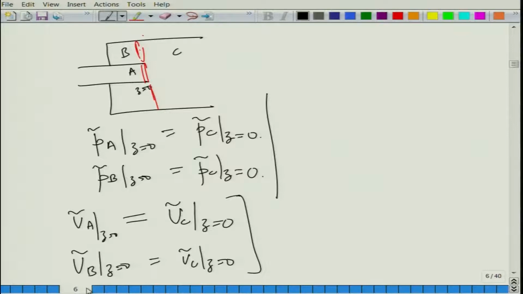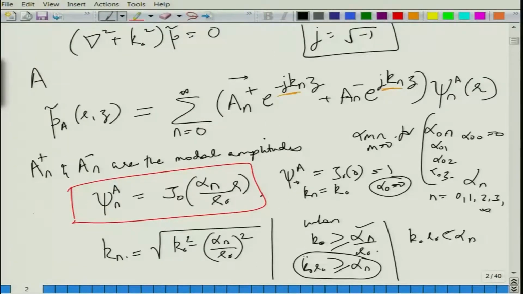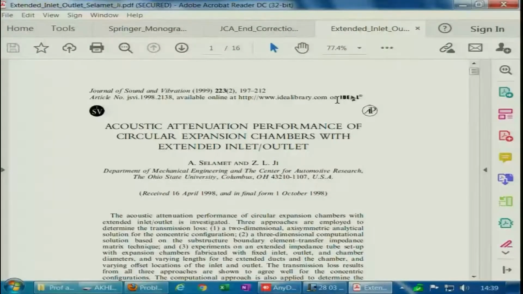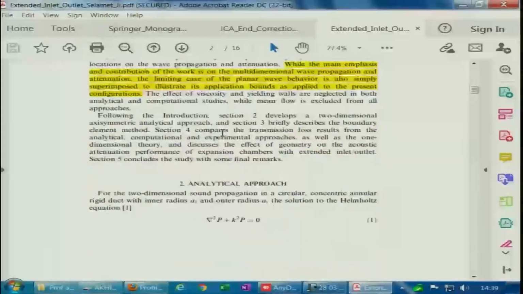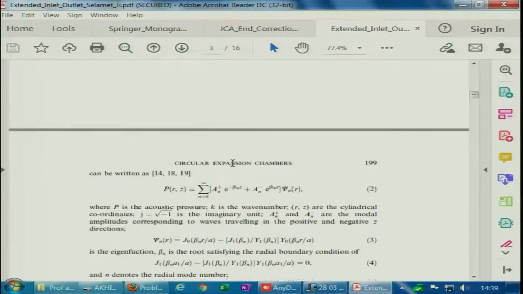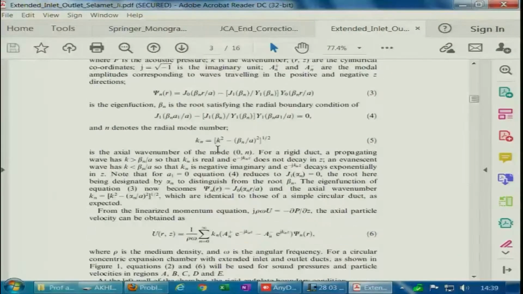And then once we have this system, let us go to the solution here. So, what we do, we need to set up the system of equations. Okay. So, this is the paper that I was talking about, acoustic attenuation performance of circular chamber mufflers with extended inlet and outlet by Selamet and Ji, a quite widely cited paper published in JSV, Journal of Sound and Vibration, more than 20 years back. The formulation that I have presented so far is basically following the work by Selamet only. So, these are the functions that we just saw.